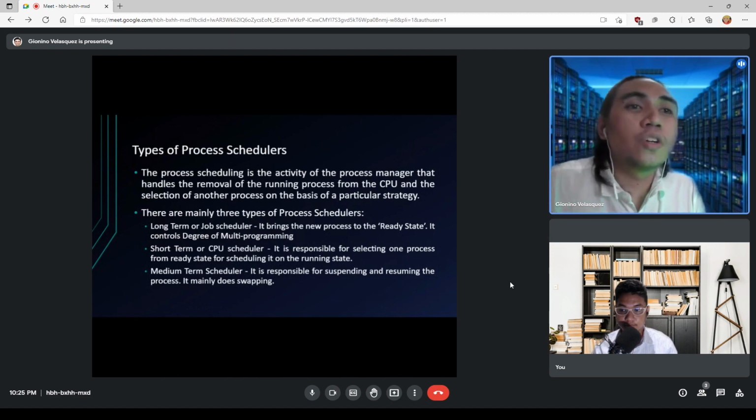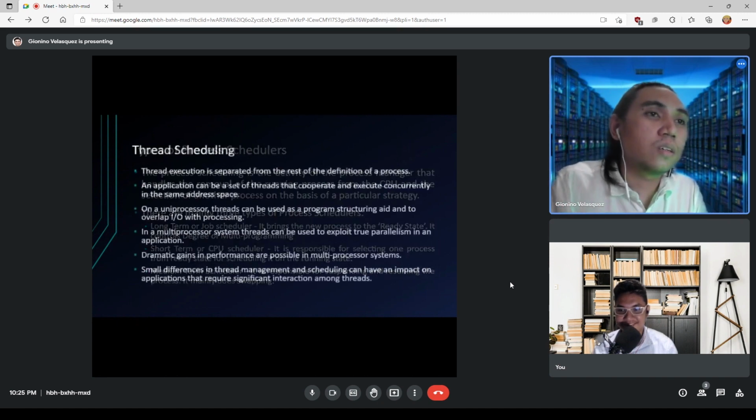Here, the long-term scheduler brings the new process to the ready state and it controls the degree of multi-programming. The short-term or CPU scheduler is responsible for selecting one process from the ready state for scheduling and putting it on the running state. And the medium-term scheduler is responsible for suspending and resuming processes, and it mainly does swapping.